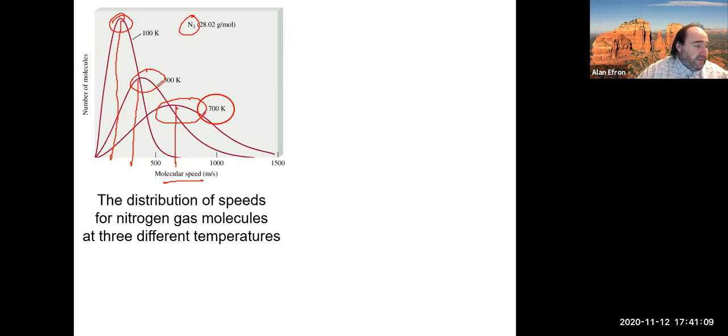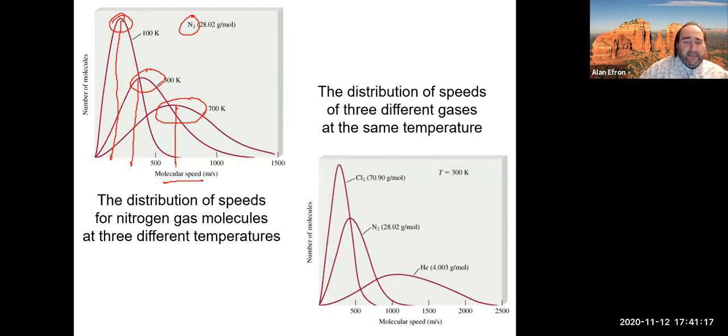Also would result obviously in more collisions you would expect if the volume doesn't adjust or anything like that. Now, if we look at what happens with different gases at the same temperature. So here we have some different gases, but they're all at the same temperature. We've got Cl2, and the speed's about here. N2, the speed's about there. And He, or helium, is right about there.